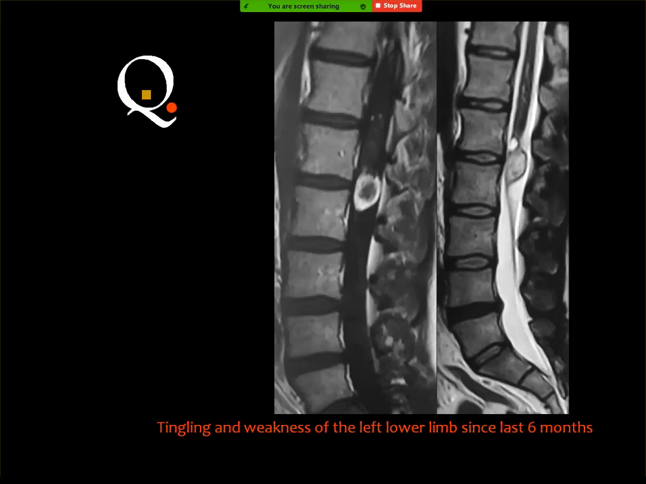Metastasis. This is metastasis. Why metastasis? Do you see a history of primary malignancy? No, there is a system. Yes, there is an intradural lesion, okay? And this lesion is of some bright signal in the T2 and marginal enhancement.